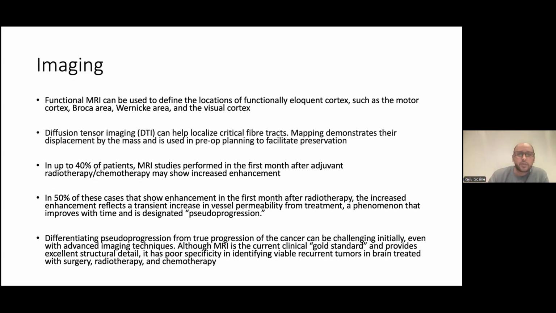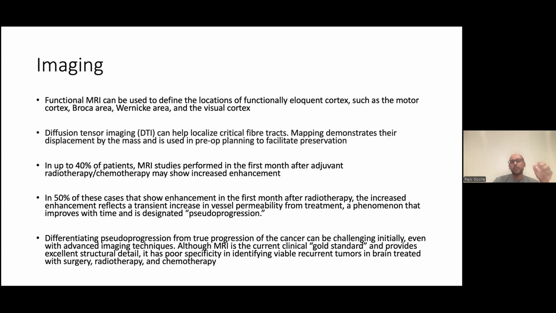In up to about 40% of patients, MRI studies performed in the first month after adjuvant radiation and chemotherapy may show increased enhancement. In 50% of the cases that show this enhancement in the first month after radiation, increased enhancement reflects a transient increase in vessel permeability from treatment, a phenomenon that improves with time and is designated pseudoprogression, and this we'll discuss a little bit later on.